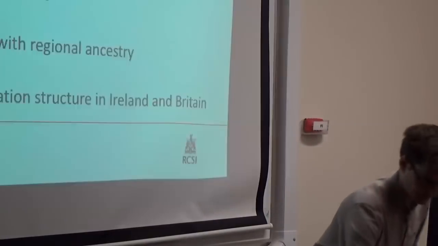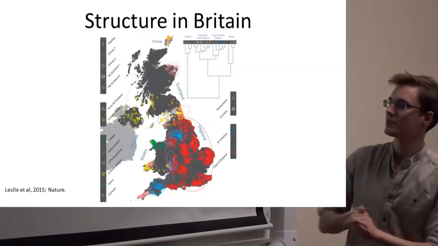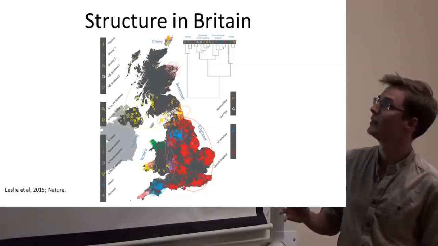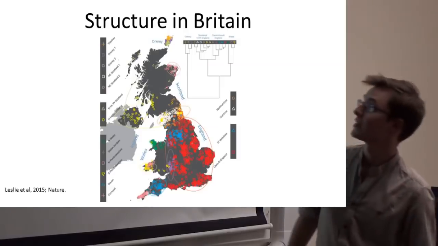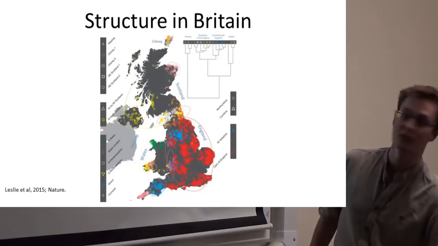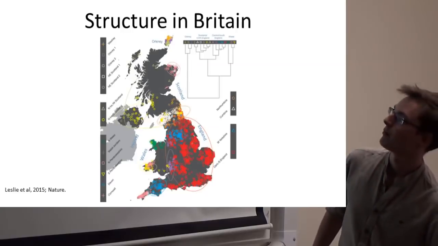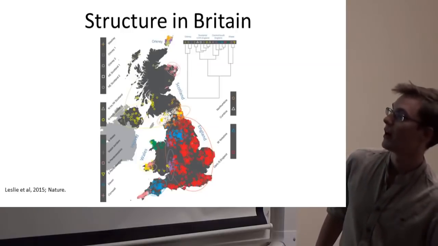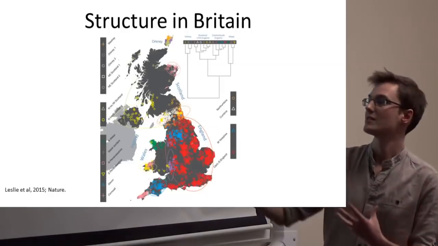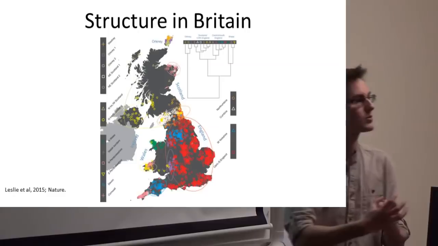So, structure in Britain, we already know. This was published nearly 3 years ago. This is the People of the British Isles study. Each of these dots represents an individual placed where their ancestry comes from, and the colour and the shape of that dot is a genetic cluster that they've identified. They've modelled these individuals as, I think, 17 groups of individuals.